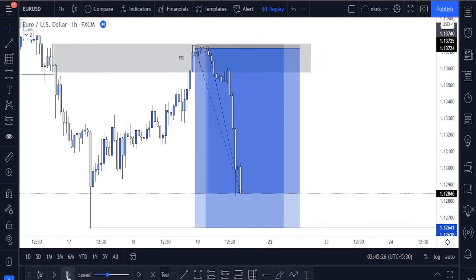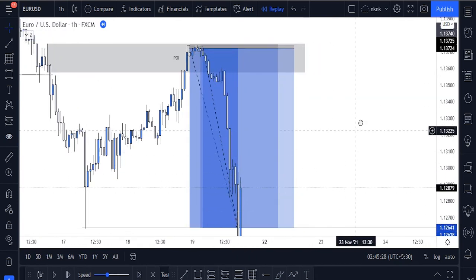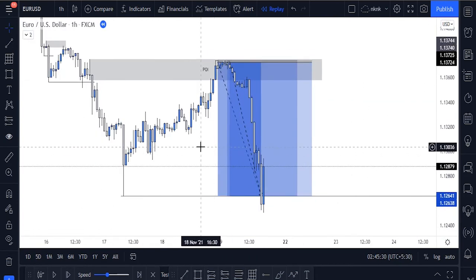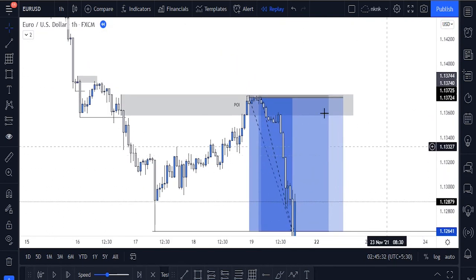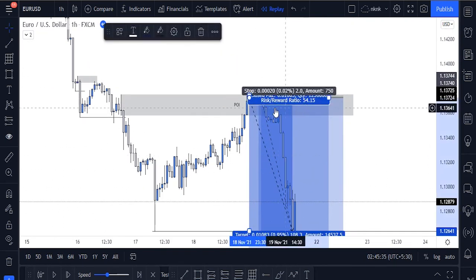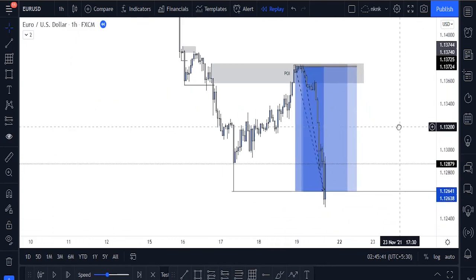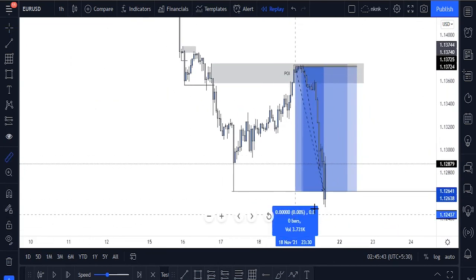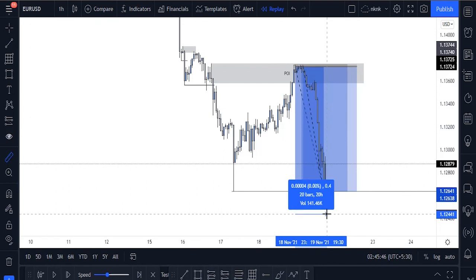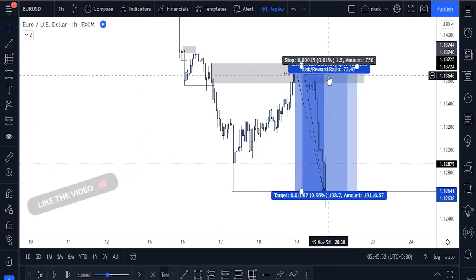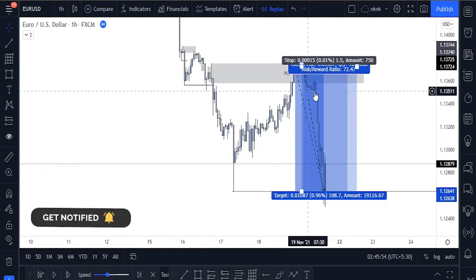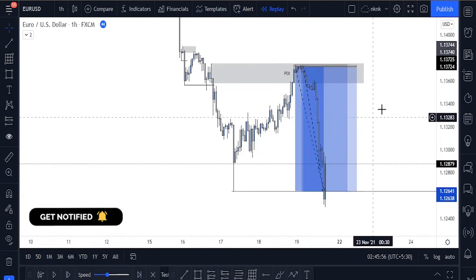As you can see, it hits take profit. The first order hit 54R and the second one hit 72R, and this trade took 20 hours, nearly 1 day to complete. 54 plus 72, it's approximately 120 pips in 1 day, this swing trade.